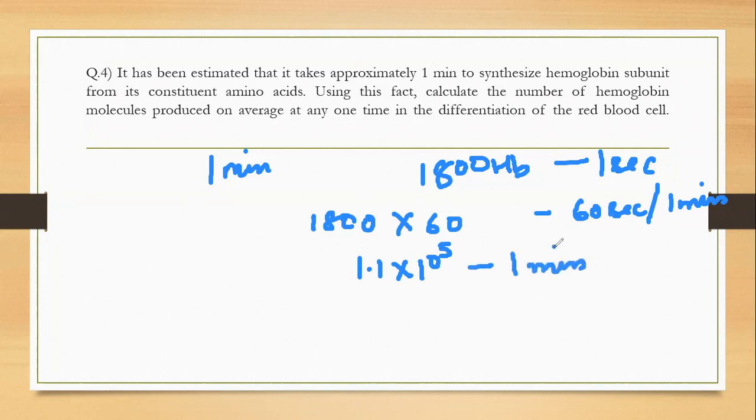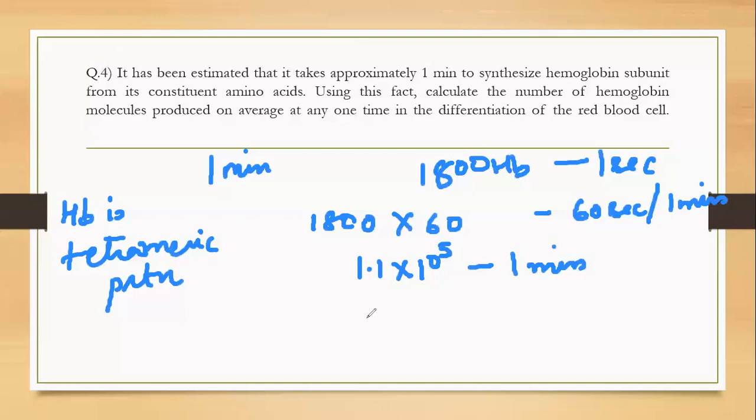But always remember that your hemoglobin is actually a tetrameric protein. Do not forget that. It's a tetrameric protein. So how many molecules then? It has to be multiplied with 4. So it becomes 4.4 into 10 raised to 5. So this is the answer then.